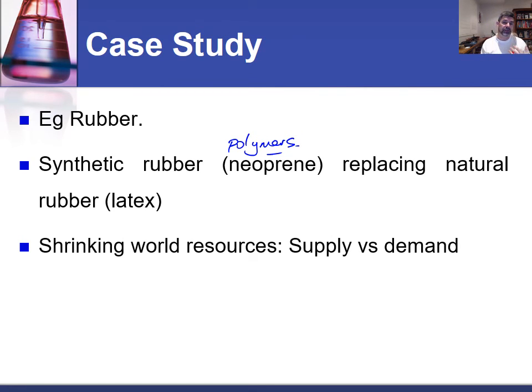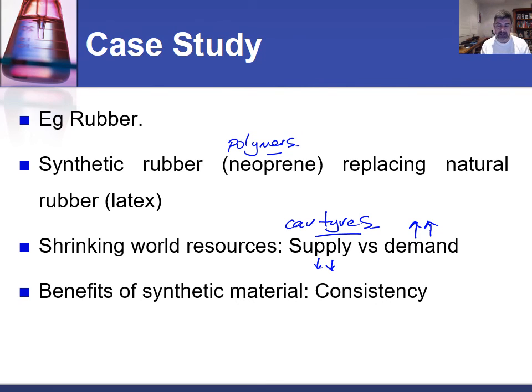This is a result of shrinking world resources. In fact, it's things like car tires that have expanded our need for rubber, and therefore the supply has dwindled as demand has massively increased. And this increase in demand puts pressure, particularly on chemists, to try to come up with a solution to this problem. Some of the benefits of synthetic material include the consistency of properties.